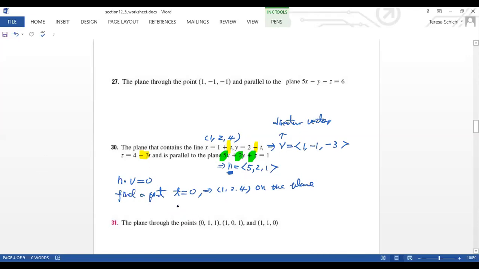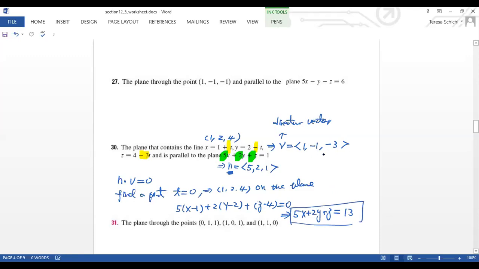So I will say 5(x minus 1) plus 2(y minus 2) plus 1(z minus 4), and this is equal to 0. Or if you want to simplify, you can write 5x plus 2y plus z is equal to 13. All right, so that will be the answer. That will be the plane here.